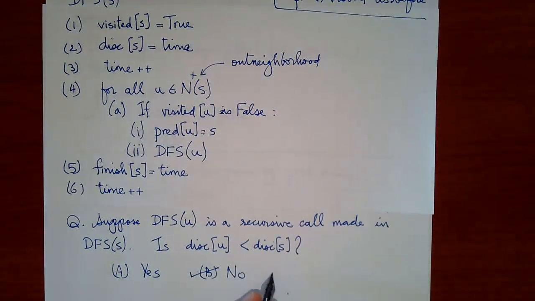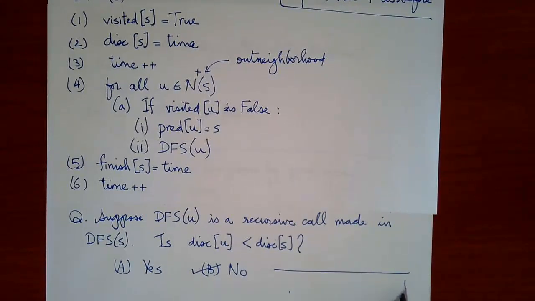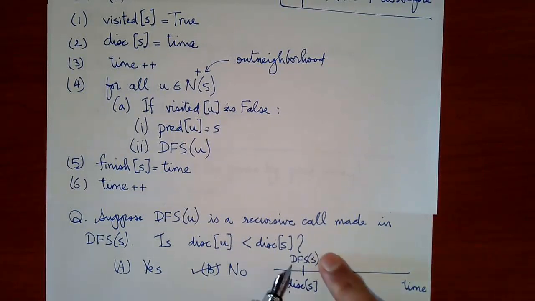So if you think of this as time, here is time. Let's say this is the point that S was discovered. That means DFS of S was called here. Any recursive call made has to be afterwards. And so that would mean that the discovery of U was later.